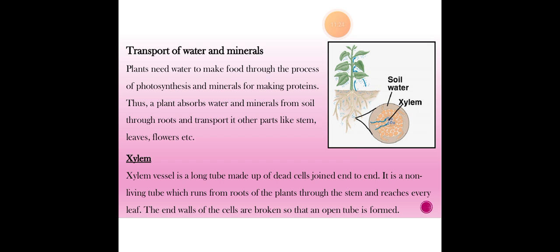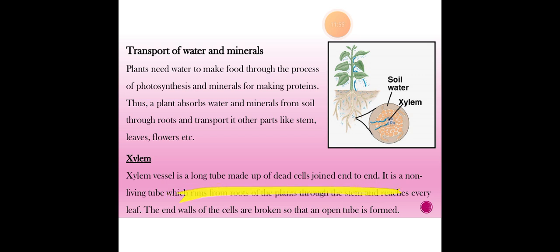Thus the plants absorb water and minerals from the soil through roots and transport them to other parts like stem, leaves, flowers, etc. So from where do plants get water and minerals? From the soil. Through which part? Through the roots. And they transport that to the stem, leaves, flowers, whatever part of the plant where it's needed. Now xylem. A xylem vessel is a long tube made up of dead cells joined together end to end. So this is basically what xylem is.